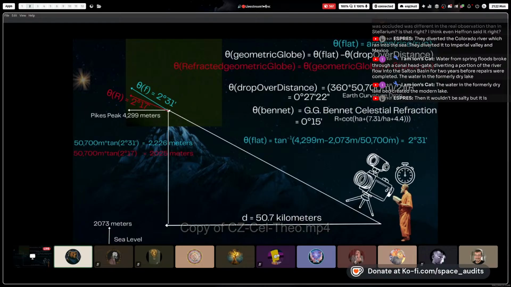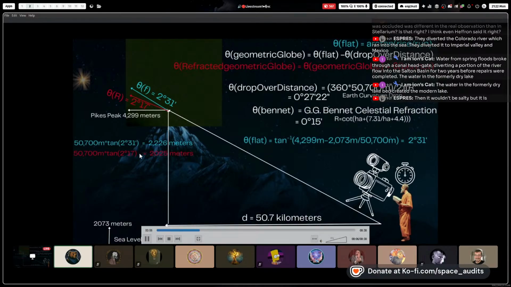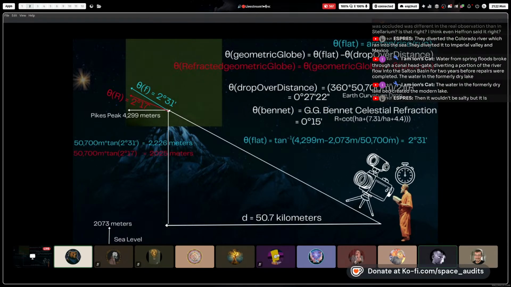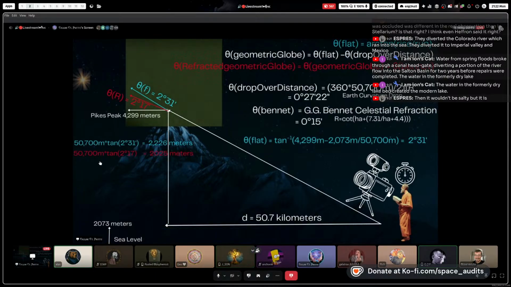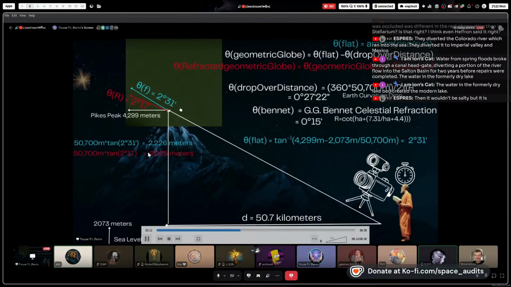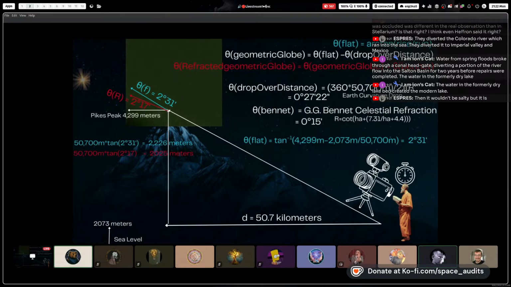And if it's what the globe predicts, the star will get occluded at a later time because it has to get lower in the horizon to intersect with the mountain. And if the Earth is flat, then the star will get occluded at an earlier time because the mountain peak is physically higher than what is said to be.